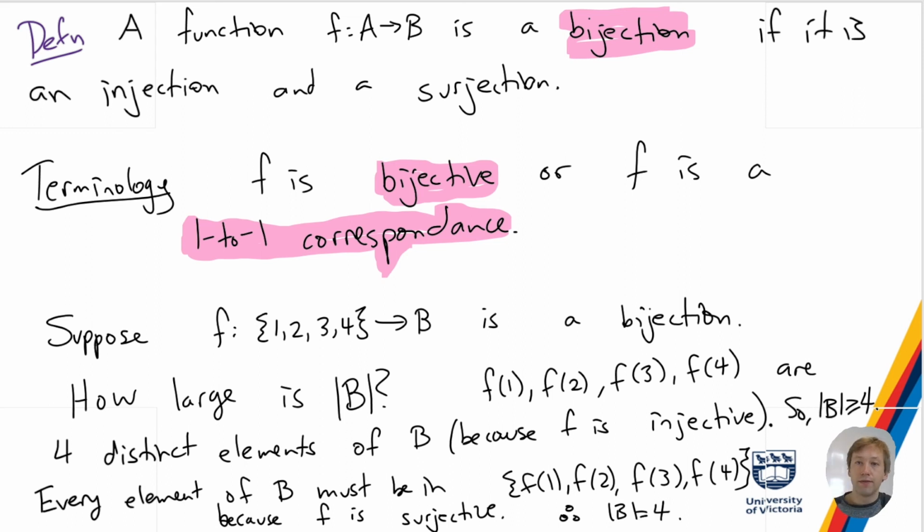This gives you some idea about how bijective functions, or bijections, can give you information about the size of a set. In particular, if there's a bijection between two sets, then they have to have the same size. So let's actually prove that formally now. This is proposition 7.5.1.